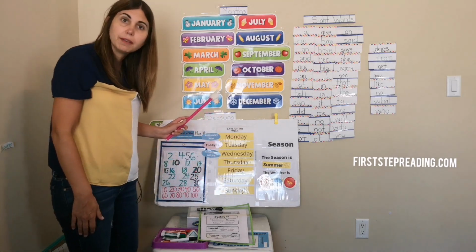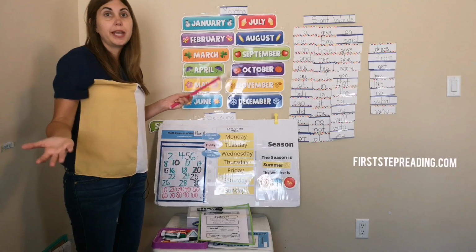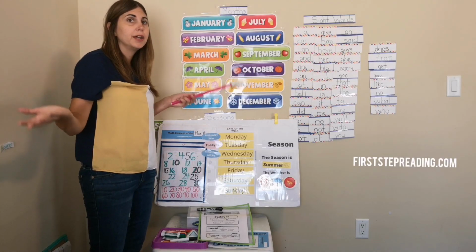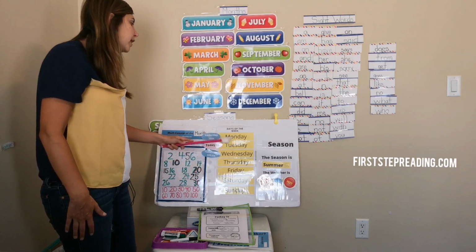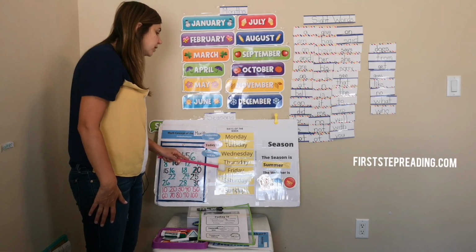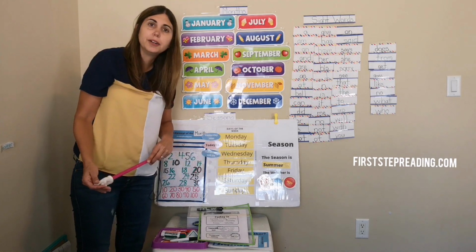We start with 7 days. There are 7 days, there are 7 days, there are 7 days a week. Sunday, Monday, Tuesday, Wednesday, Thursday, Friday, Saturday.